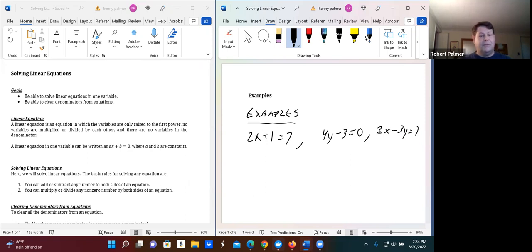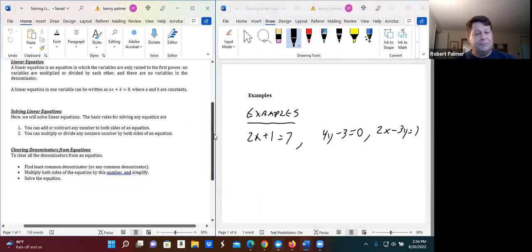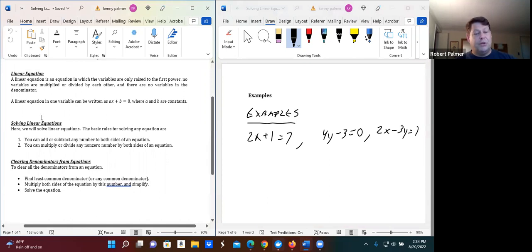Now, that's what we mean by linear. If it's not linear, there are other ways to solve those, but today we're just talking about how to solve linear equations with one variable. So let's take a look at how to do that. Let's go back over here to the left. So to solve these equations, we solve linear equations in one variable.